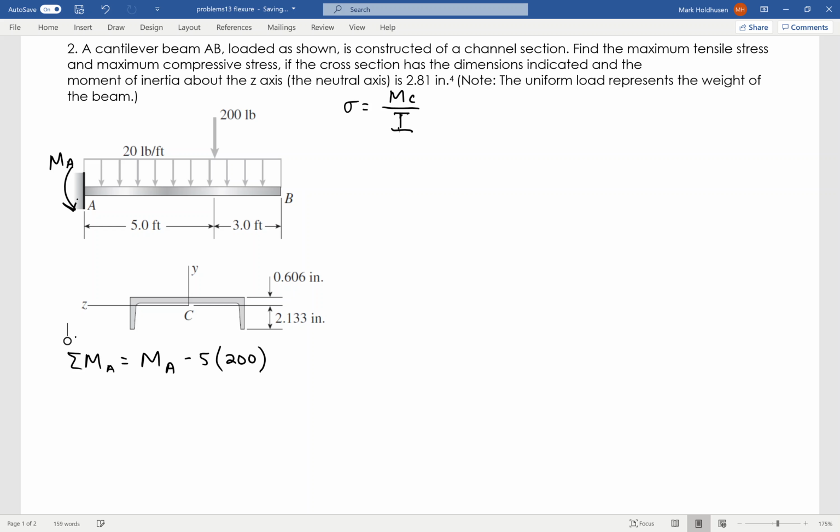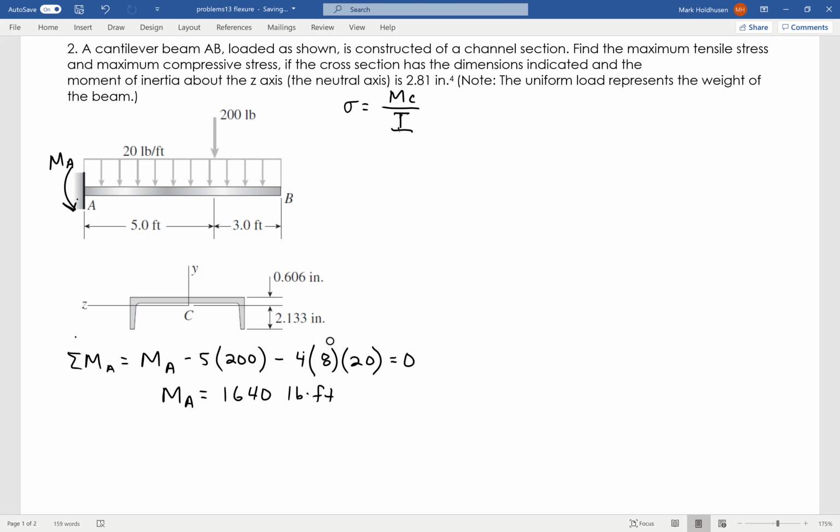Then I'm also going to have a negative. It's at the center, so that's 4 feet away. And then that's going to be 8 feet long by 20 for that distributed load. Okay, and that's the moment of that distributed load. So from that, I can find that my maximum moment at point A is 1640. And of course, all of this was in pounds and feet. So I'm going to want to remember that. I want to move this all to pounds and inches. I'll do that up at the equation that I'm about to apply.